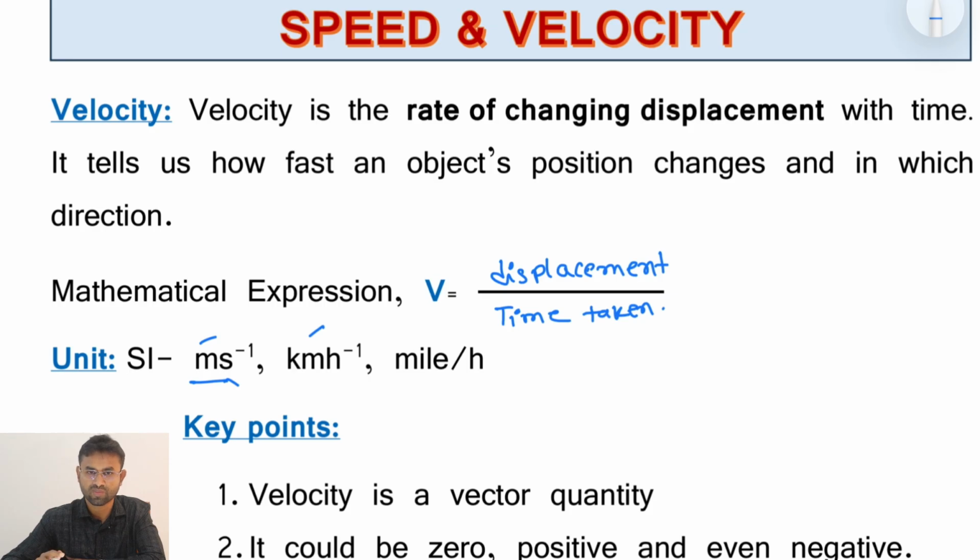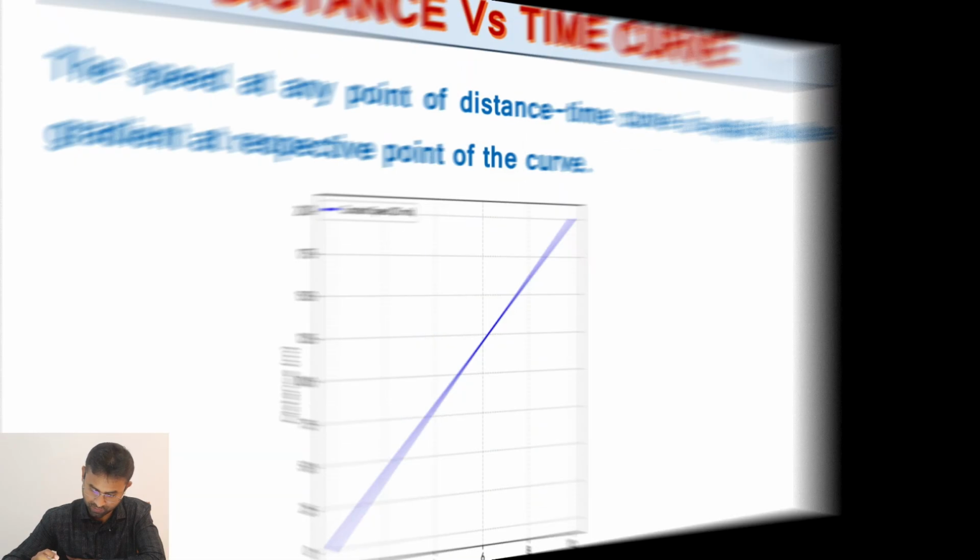If the displacement point is positive with respect to the starting point, then the velocity will be positive. If we return to the starting point, then the displacement will be 0 and velocity will be 0. Again, if our end point is reverse with respect to the starting point, then the displacement will be negative. For this case, the velocity will also be a negative value.